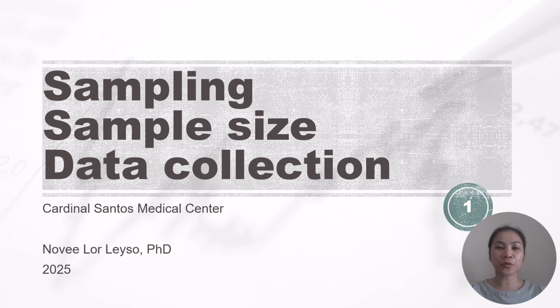My name is Novi Lorleso, and I'd like to briefly introduce myself. I hold an undergraduate degree in statistics, a Master of Science in Public Health with a major in biostatistics, and a PhD in international health, where I applied spatial analysis in public health research. Throughout my career, I've gained over 10 years of experience in all stages of research, from data collection to analysis to dissemination.